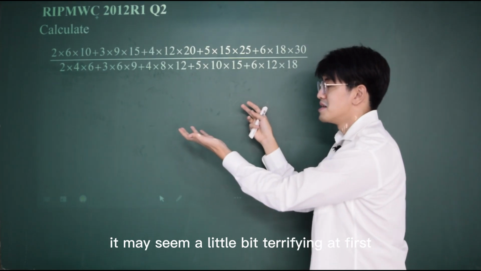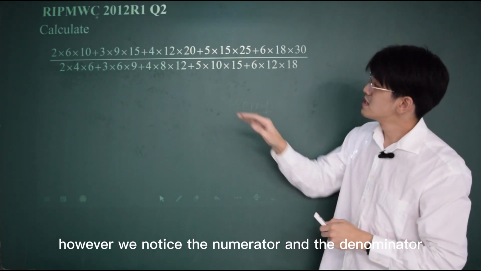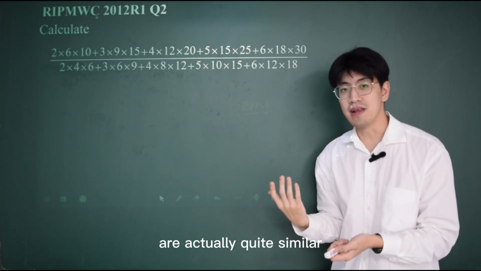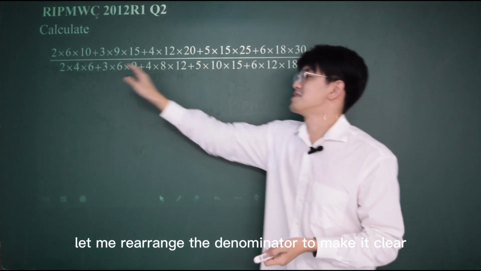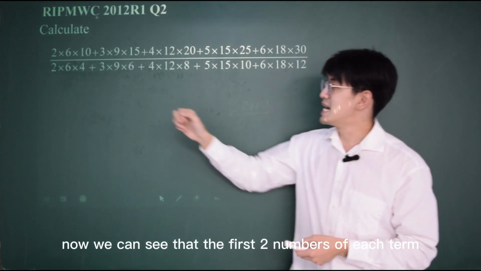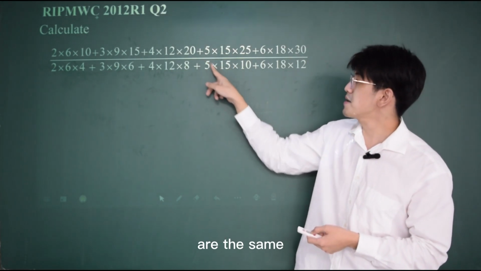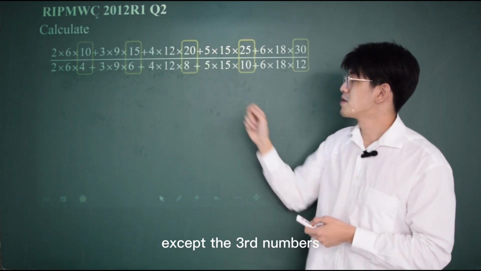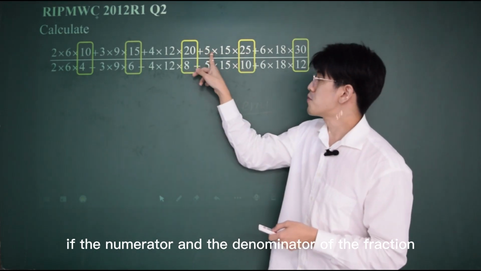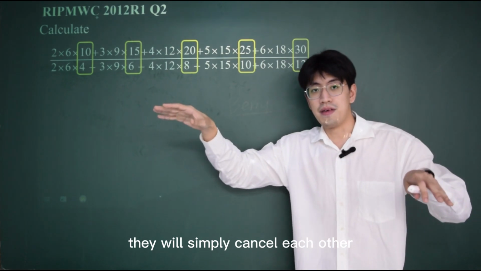It may seem a little bit terrifying at first. However, we notice the numerator and the denominator are actually quite similar. Let me rearrange the denominator to make it clear. Now we can see that the first 2 numbers of each term are the same, except the third numbers. And we know if the numerator and the denominator of a fraction are the same, they will simply cancel each other.